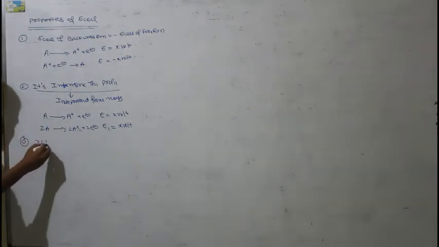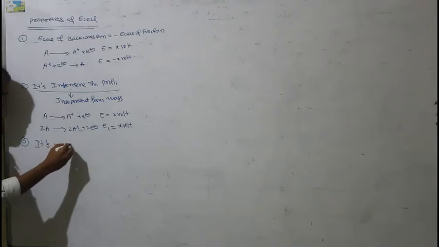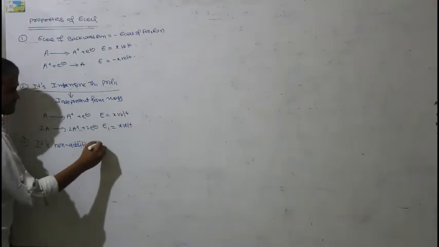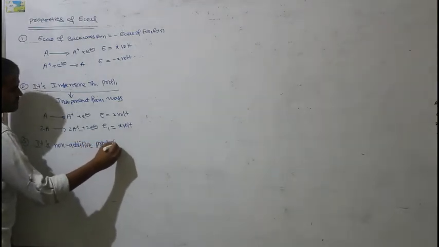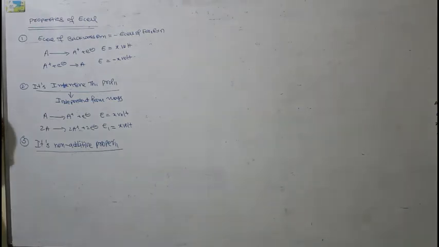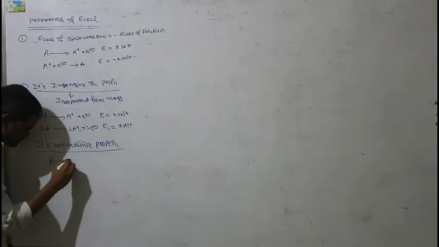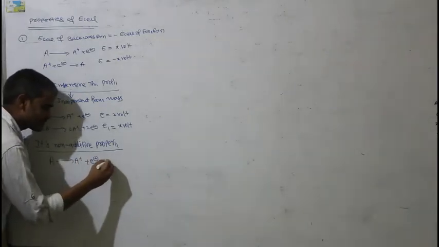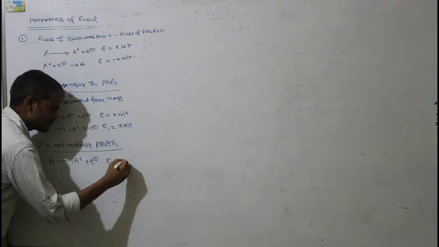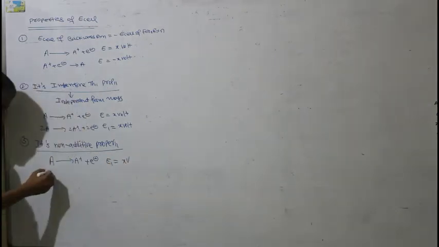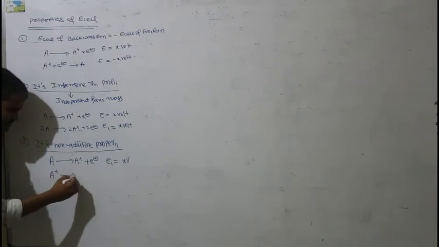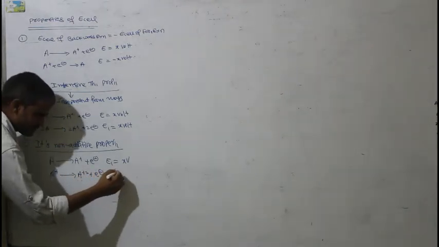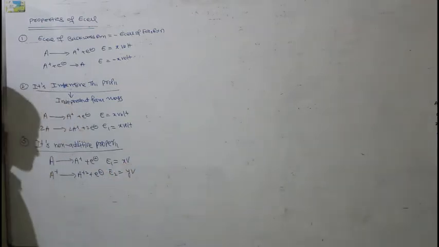It is a non-additive property. Non-additive property means A gives A plus by loss of one electron, E1 equals x volt. In the same way, A plus gives A plus 2 by loss of an electron, E2 equals y volt.